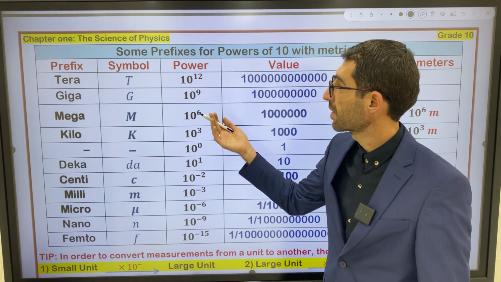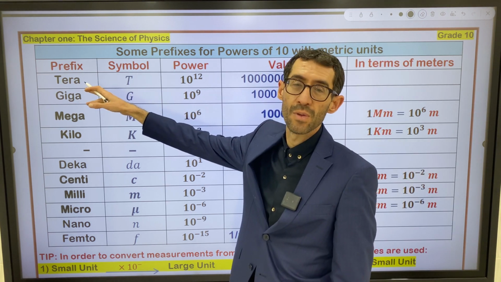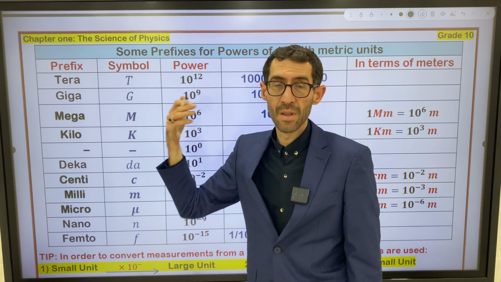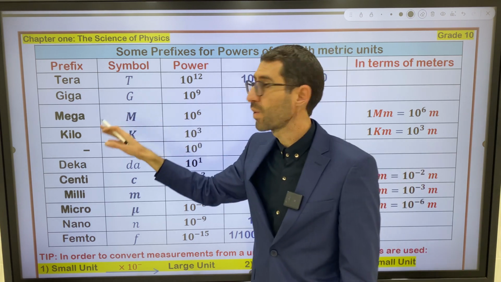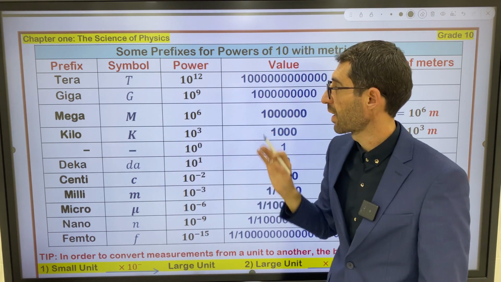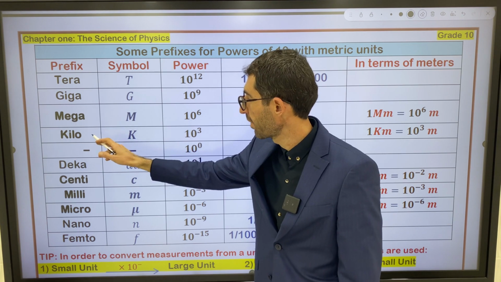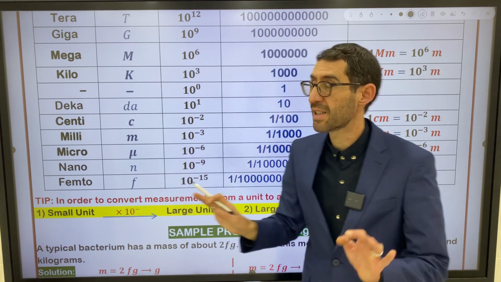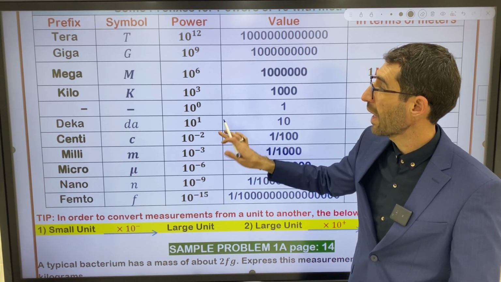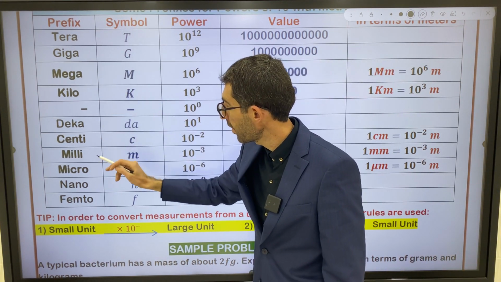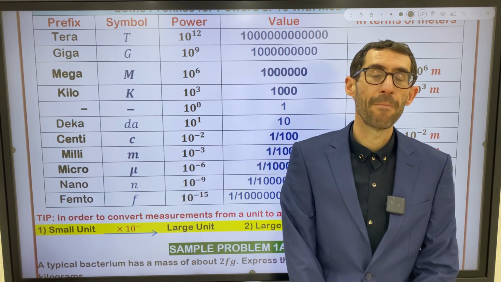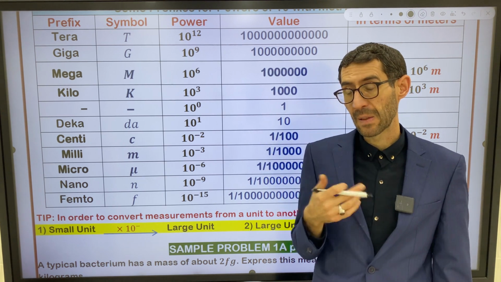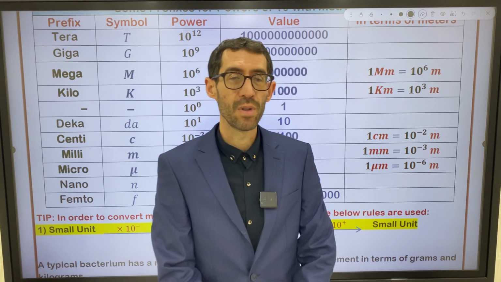A student is not required, for example, to know about tera or to memorize giga, right? That's why you focus only on the bold ones. For example, focus on mega, kilo, centi, milli, micro, and that's it. We have only five prefixes that are used especially in our textbook.